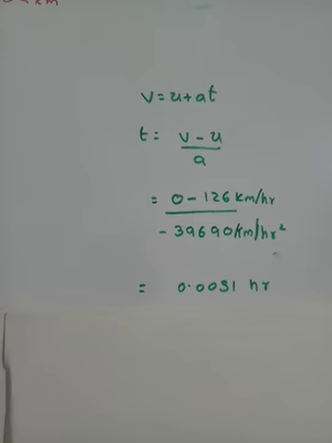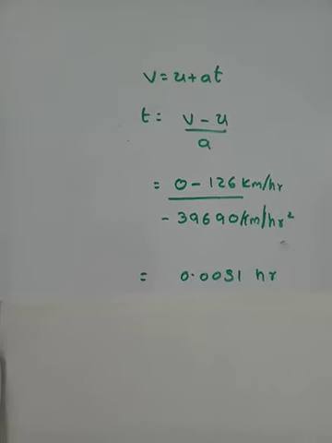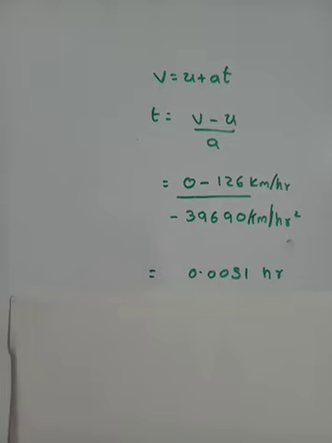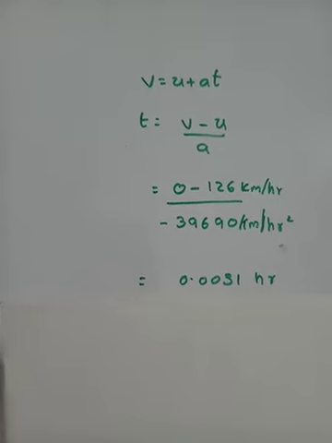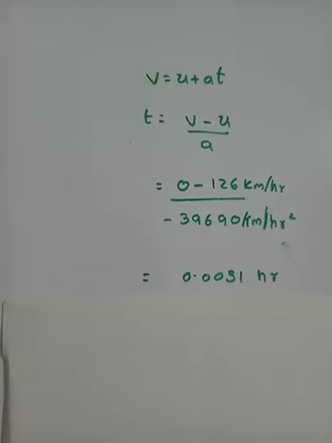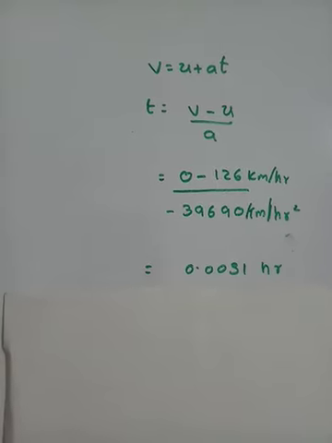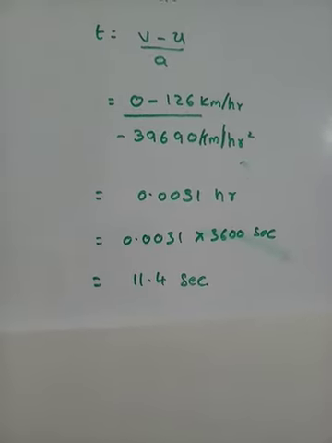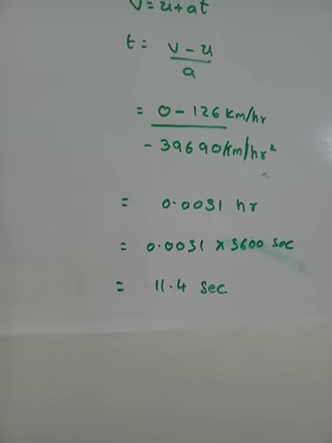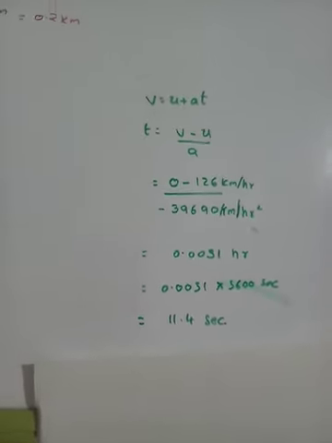Putting the values all in kilometers per hour and kilometers per hour square, this is what you get: 0.0031 hour. The time taken is 0.0031 hour. But again, the answer at the back is in different units, so we have to convert it into seconds. How to convert hours into seconds? Multiply by 3600, and this is what you get, 11.4 seconds. This is how you find the time.